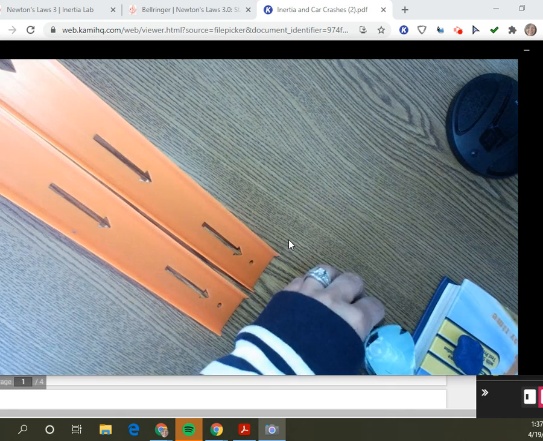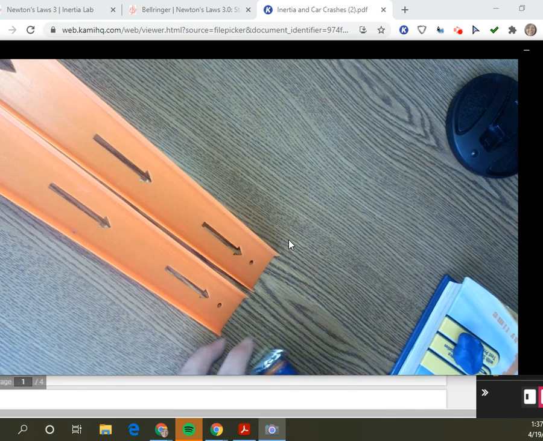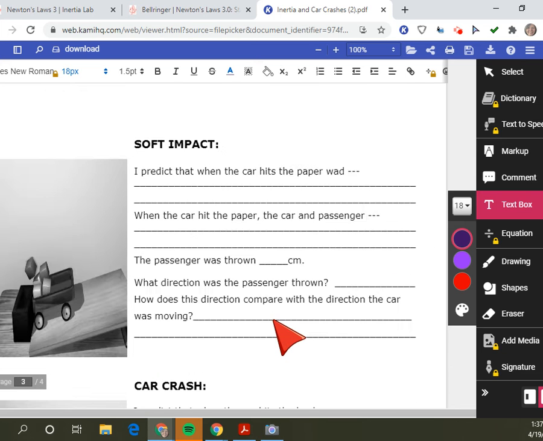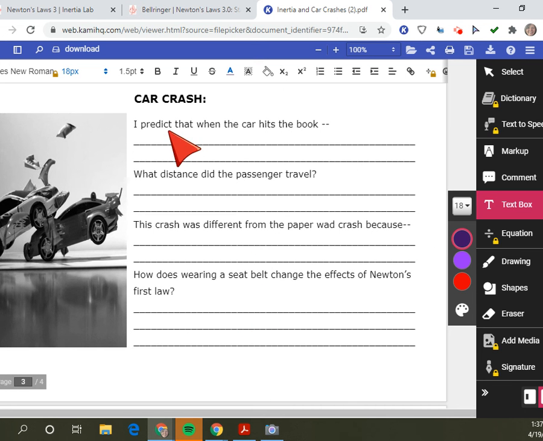So, all right. So you can see. Let's look and see what our questions were on that one. I predict that when the car hits the book, it will, whatever you predicted. What distance did the passenger travel? The greatest distance we got was 9 centimeters. Okay, on our book crash. This crash was different from the paper wad crash because why?